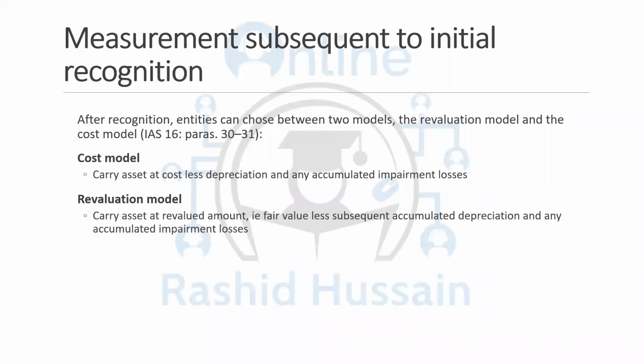All right, now we are going to discuss measurements subsequent to the initial recognition, and this is known as the subsequent measurement. Like we discussed the initial measurement, and we studied that initial measurement should be at cost, and the cost was the cost of purchase plus any directly attributable cost to bring the asset in the working condition. We have discussed that thing in quite detail. And now we are discussing the subsequent measurement. This is measurement subsequent to the initial recognition, known as the subsequent measurement.